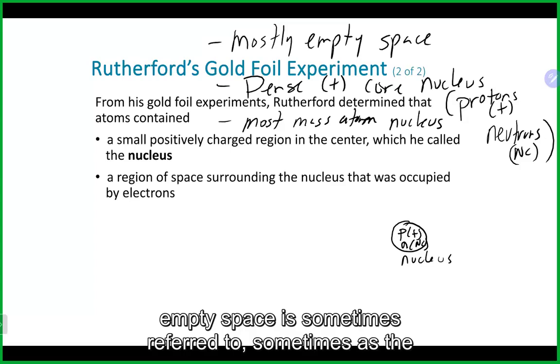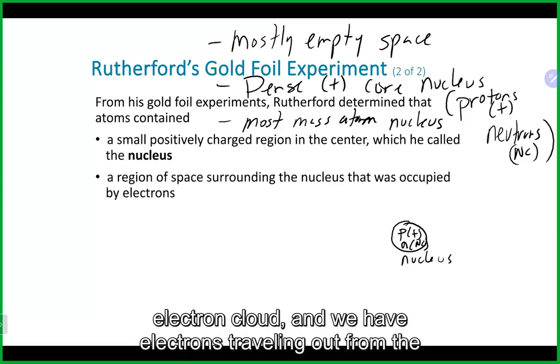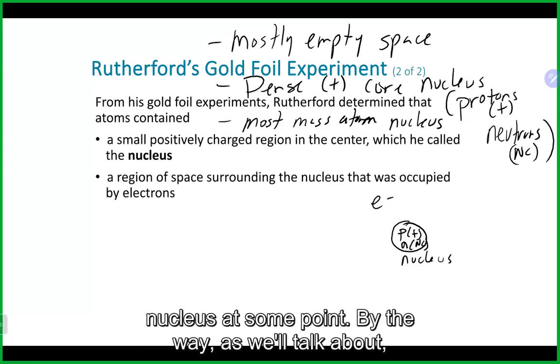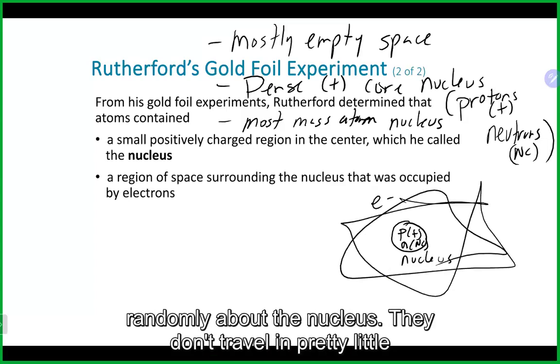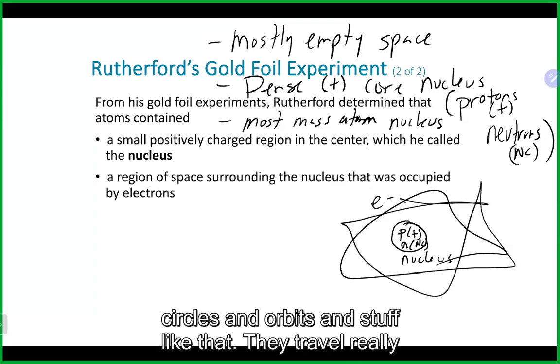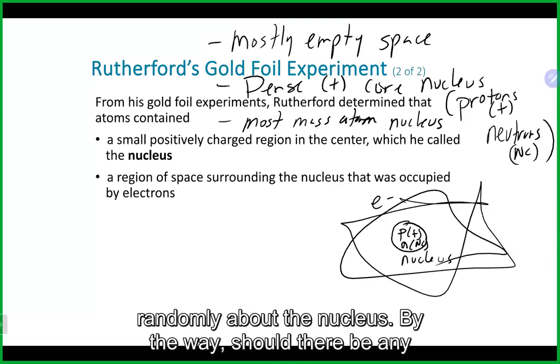That empty space is sometimes referred to as the electron cloud. And we have electrons traveling out from the nucleus at some point. By the way, as we'll talk about, electrons do not travel in pretty circles. They travel randomly about the nucleus. They don't travel in pretty little circles and orbits and stuff like that. They travel really randomly about the nucleus.